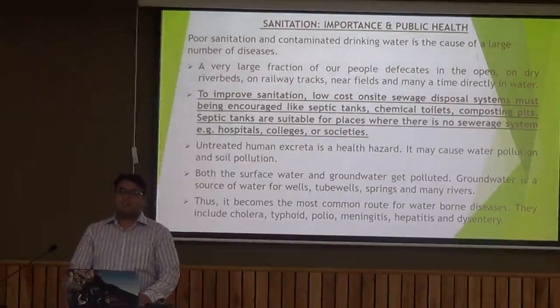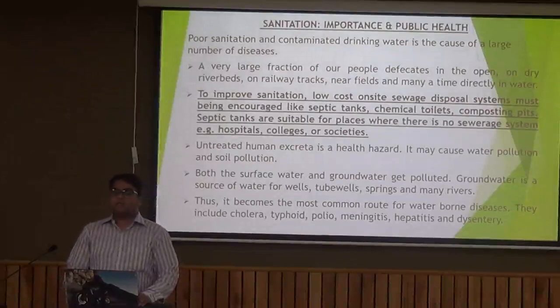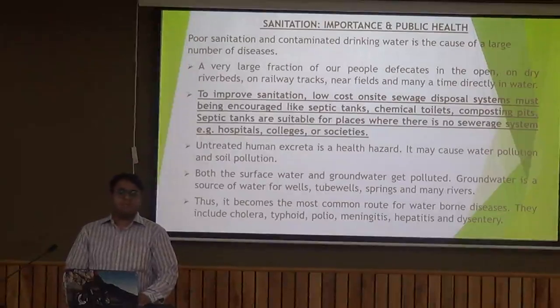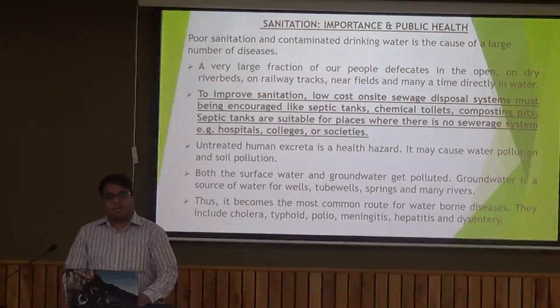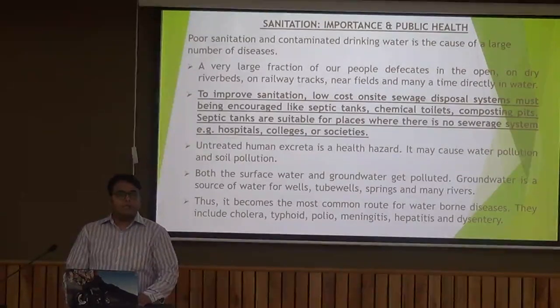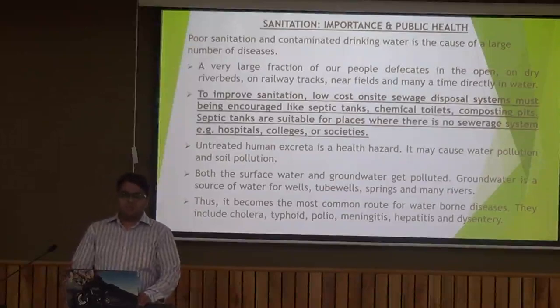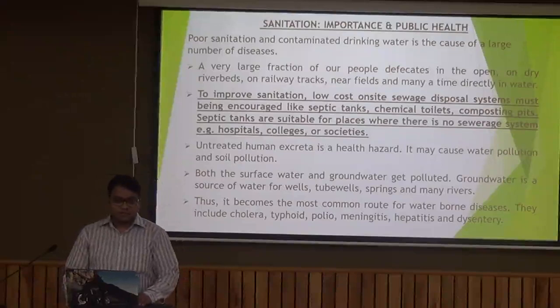Sanitation. Sanitation is very important for public health. Now, to improve sanitation, low-cost on-site systems like chemical toilets, septic tanks and composting pits are available. Septic tanks are very important as they are well suited for places where we have no sewage system. This way sewage is collected for a very long time, and when the tank is completely filled, it is emptied using large machines and pumps, and it is disposed at suitable places. This way it doesn't reach the water present in rivers. Both the surface water and groundwater are polluted by all these things, which can be avoided.